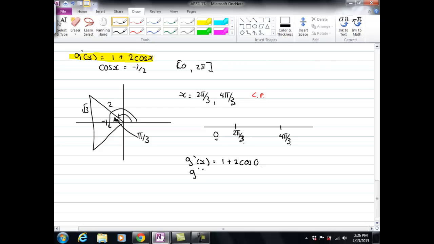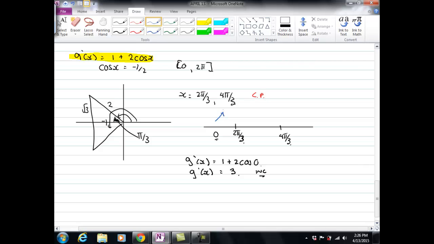Wait, give me 1 second. G prime x equals 3, I believe. So now, notice 3 is positive, so therefore we call this an increase. And to show an increase, I like to show it pictorially, so I'm going to use the little arrow pointing up.